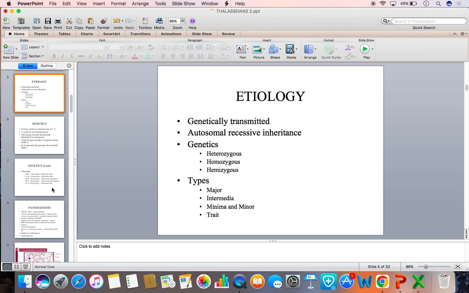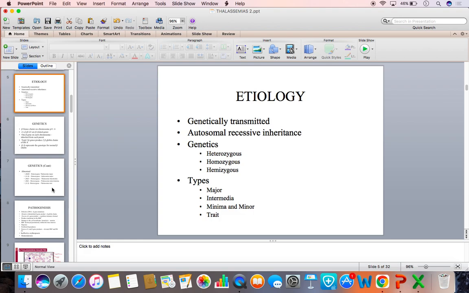This is a genetically transmitted disorder with autosomal recessive inheritance. That means the homozygous state manifests. In the heterozygous state, the individual is a carrier. If both the parents are carriers, there is a 25% chance of the child being affected.